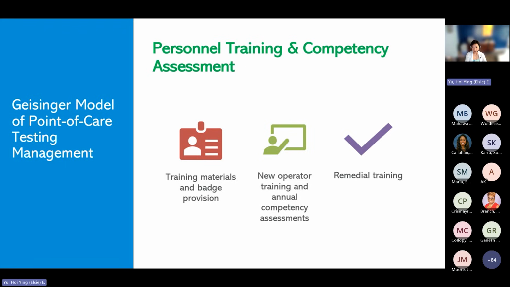For training and competency, we provide training material, and once training is completed, we give our users a badge, which has their point of care testing specific ID number on it. And we track to make sure that all our operators have their competency done in a timely manner. And if they didn't do something right, we'll also provide remedial training.